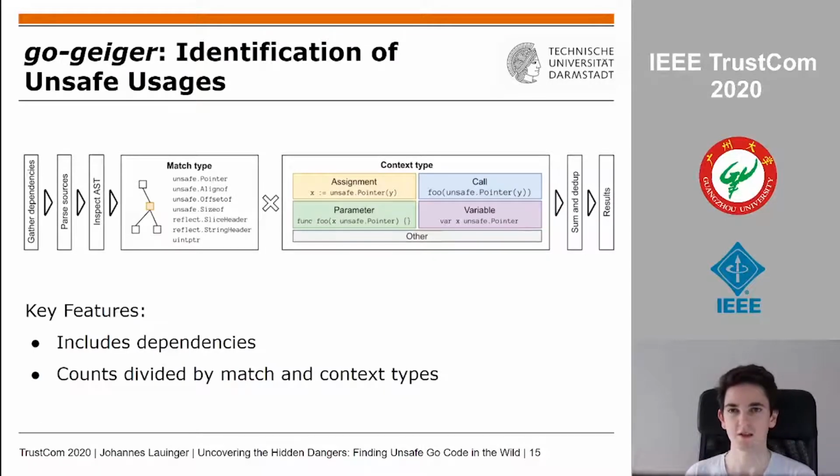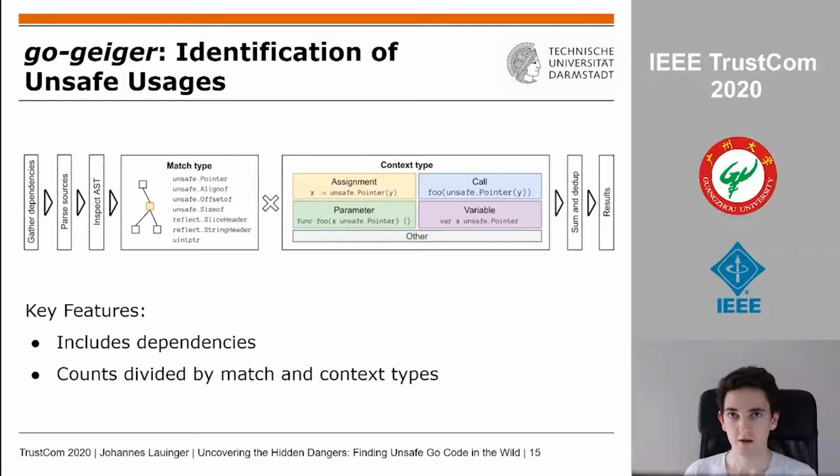A key feature is that go-geiger does not only look at a specific piece of code, but it also analyzes all of its dependencies and then transitive dependencies as well. And this is important because those dependencies will get into the resulting binary as well, and they might be hidden or at least not obvious at first to the developer.